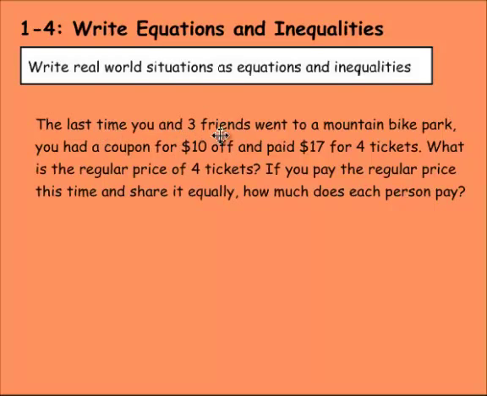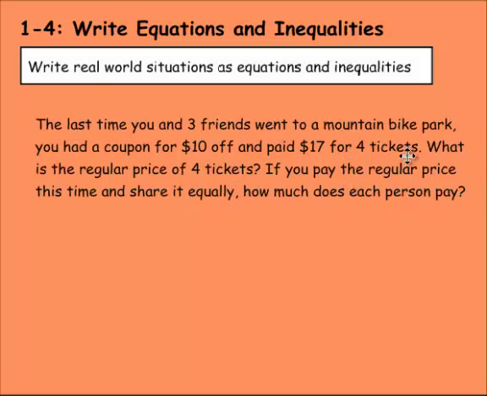Let's look at a word problem then. The last time you and 3 friends went to a mountain bike park, you had a coupon for $10 off, and then you paid $17 for 4 tickets. What is the regular price of 4 tickets? If you pay the regular price this time and share it equally, how much does each person pay? This is one where it's asking you 2 questions.